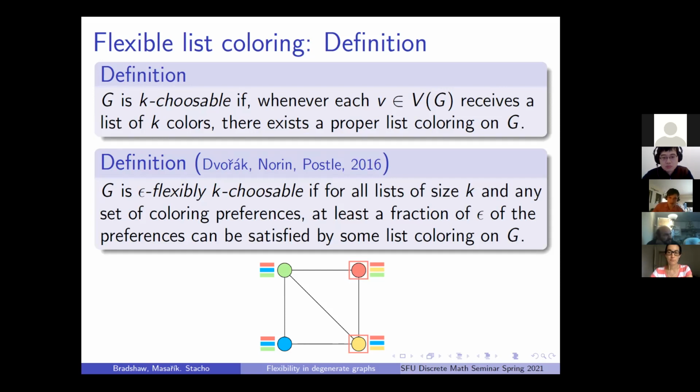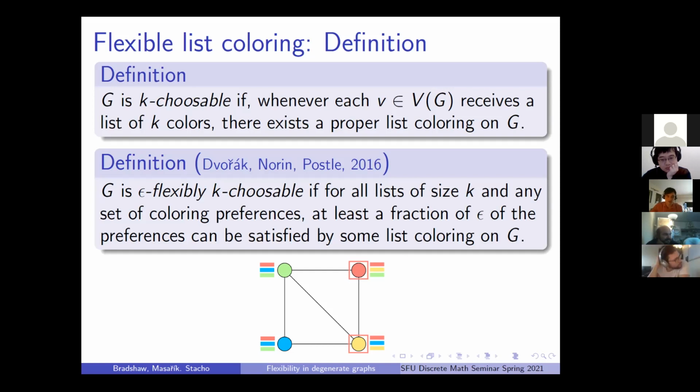To make it more clear what I mean by that, in this example from the last slide, I showed this graph, which has color lists of size 3 at every vertex, and I have a set of 2 preferences on a subset of vertices in the graph, and I was able to find a list coloring that satisfies half of my preferences.